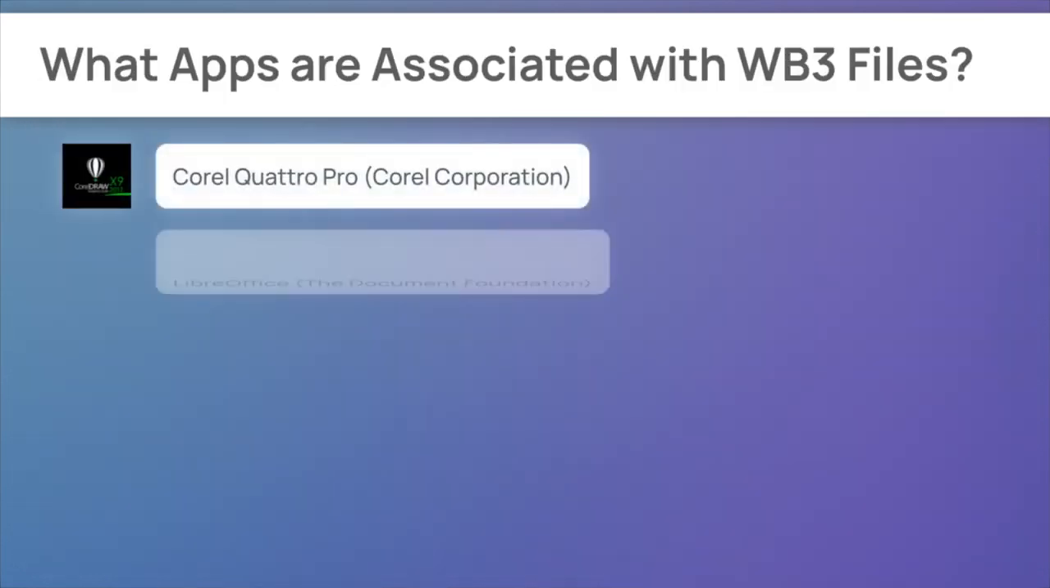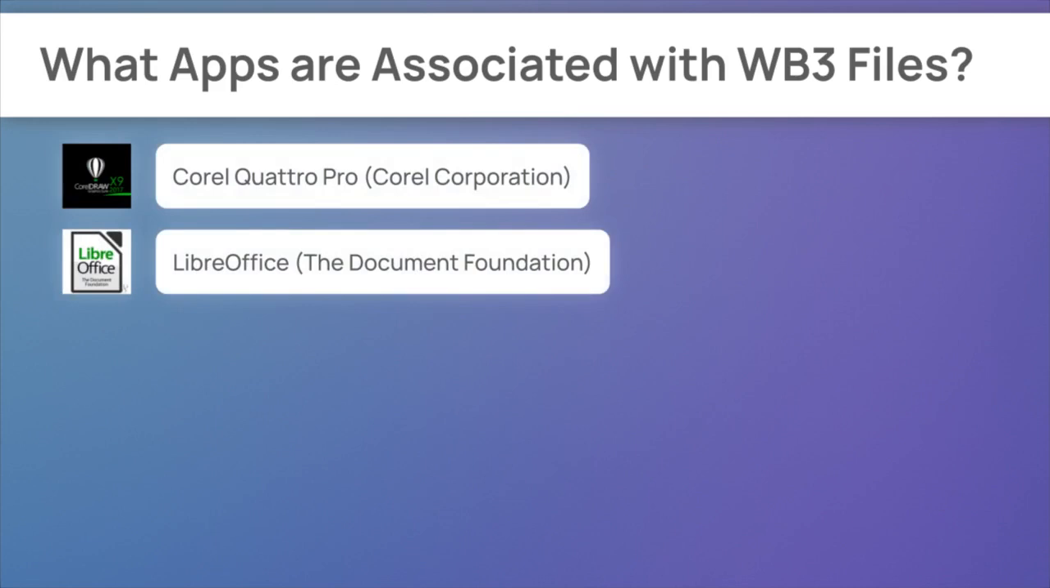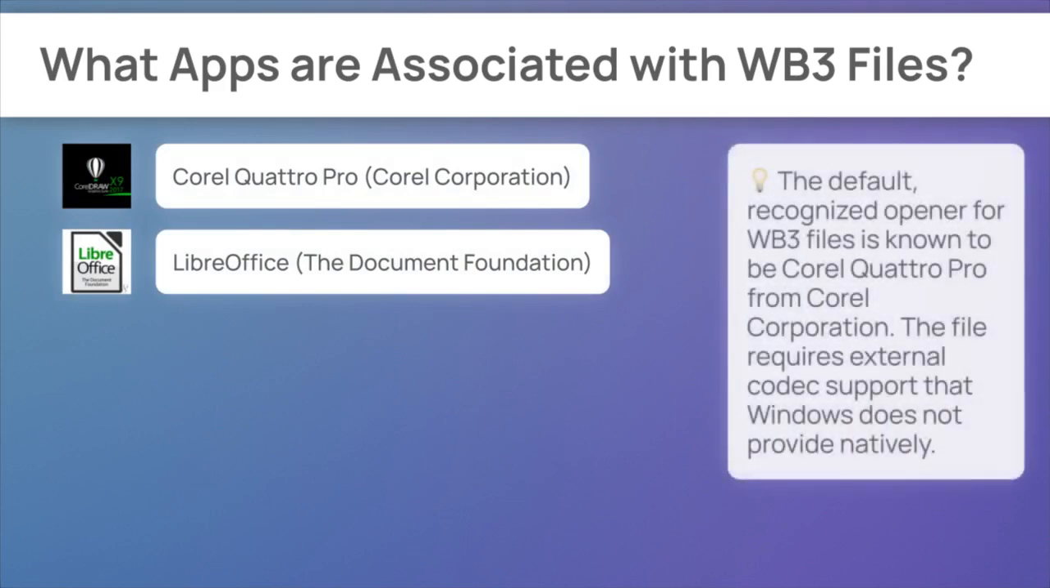To gain full access to WB3, the application needed is Corel Quattro Pro from Corel Corporation. The file requires external codec support that Windows does not provide natively. Windows displays plain values but not calculation engines, so analysis depends on spreadsheet software.